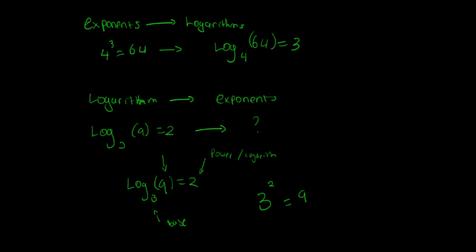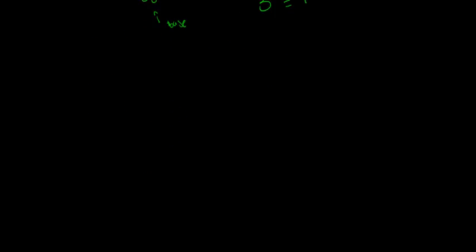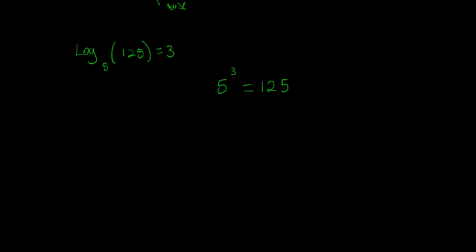Let's work that out with one other example a little lower here. Let's say I gave you log to the base 5 of 125 is equal to 3. Well, remember 3 is our power, so 5 to the power 3 is 125, because 3 is the power, 5 is the base, and 125 is our result.